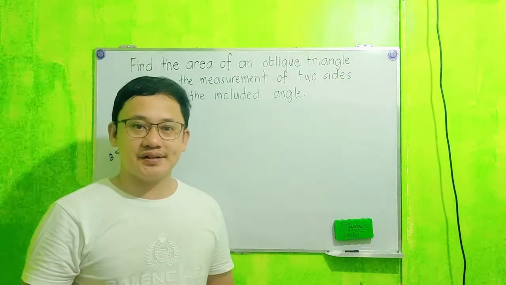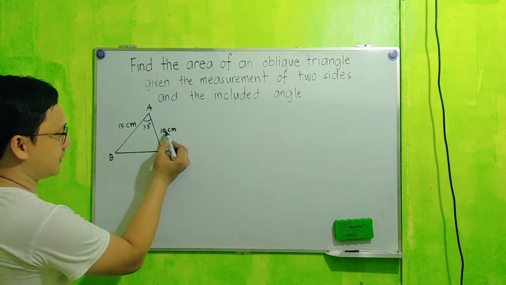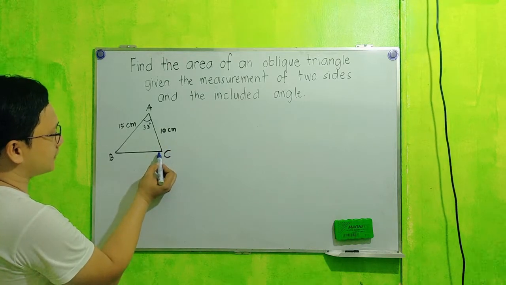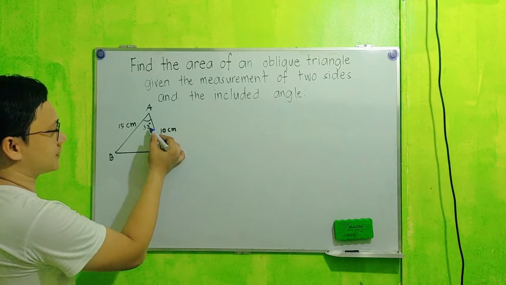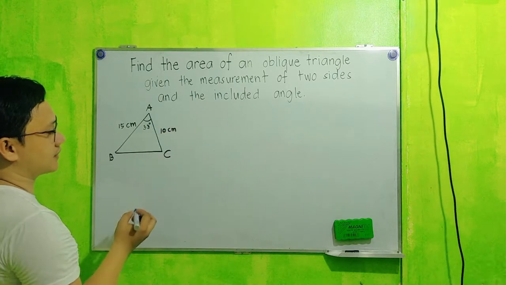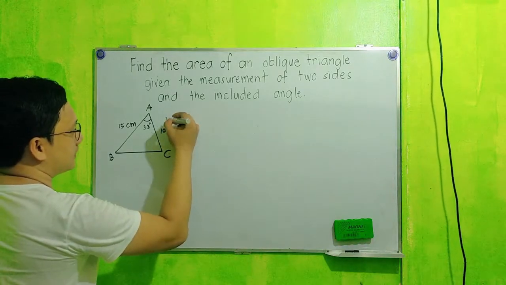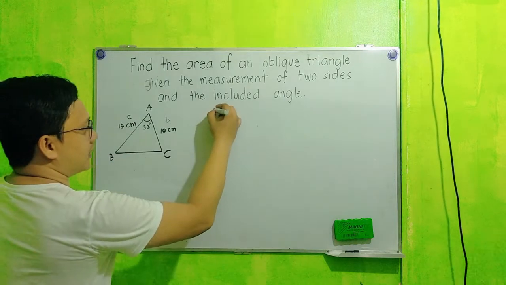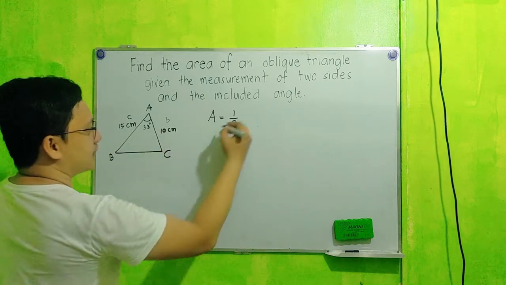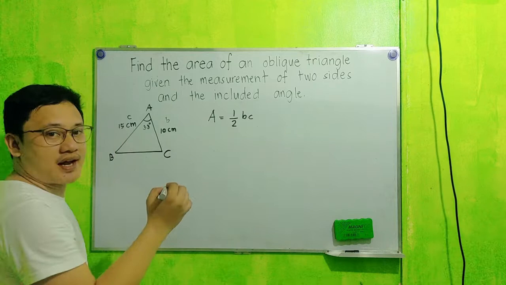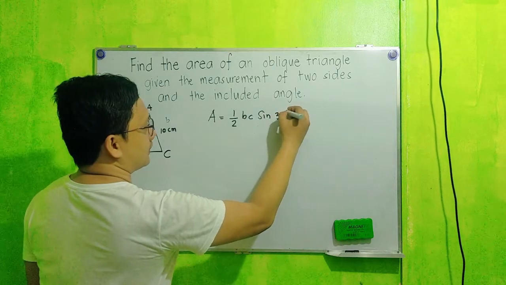Okay. Let's have this example. Given triangle ABC and our side B is 10 centimeters and our side C is 15 centimeters. And the included angle of these two sides is angle A, and that is 38 degrees. So, how to find the area of this illustration? Since ito si B, ito si C. Okay? So, area, or A, is equal to 1/2 of the product of the two sides, that is B times C, and the sine of the included angle A, and that is sine 38 degrees.